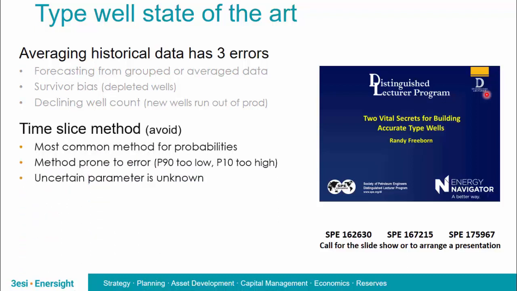The second part of the talk deals with how we calculate probabilistic type wells. And the most common method used today is something I call the time slice method. This method is prone to error and results in a P90 type well that's much too low than what it should be, and a P10 that is much too high. In addition, we do not know what the uncertain parameter is in this type well. And so we suggest, or strongly recommend, that you avoid using the time slice method.